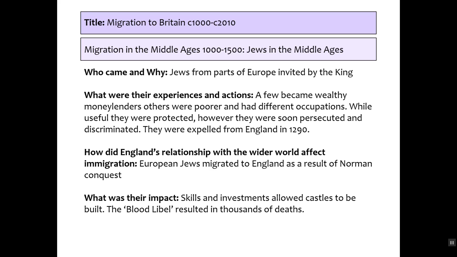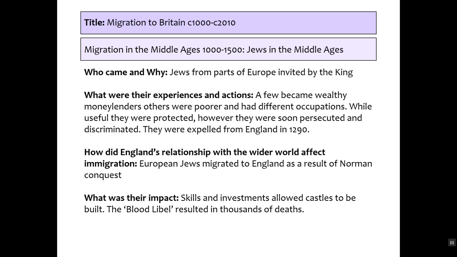So if you've done your revision, you should know about the massacre at York and how that changes treatment of Jewish people from 1189 to 1290, all as a result of the blood libel of St. William of Norwich, who begins it. So by 1290, all of the Jews are expelled.